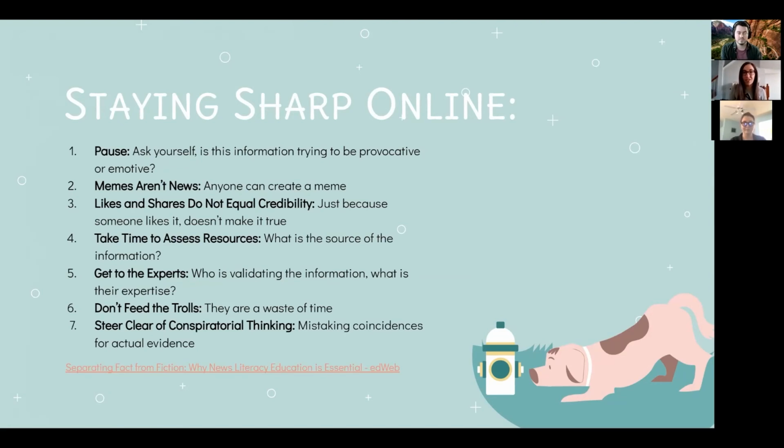Again, likes and shares do not equal credibility. So the more likes, the more shares does not mean that it is a factual argument. Take time to assess resources, get to the experts, don't feed the troll. So sometimes the purpose of posting something is to get a response or to trigger anger or add fuel to a fire. Don't fall into those traps, and steer clear of conspiratorial thinking. And again, that article is linked below with where those facts came from.